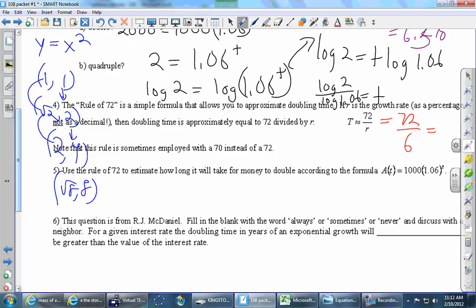How much is 72 divided by 6? 12, which is darn close to what number? Darn close to that 11.9.